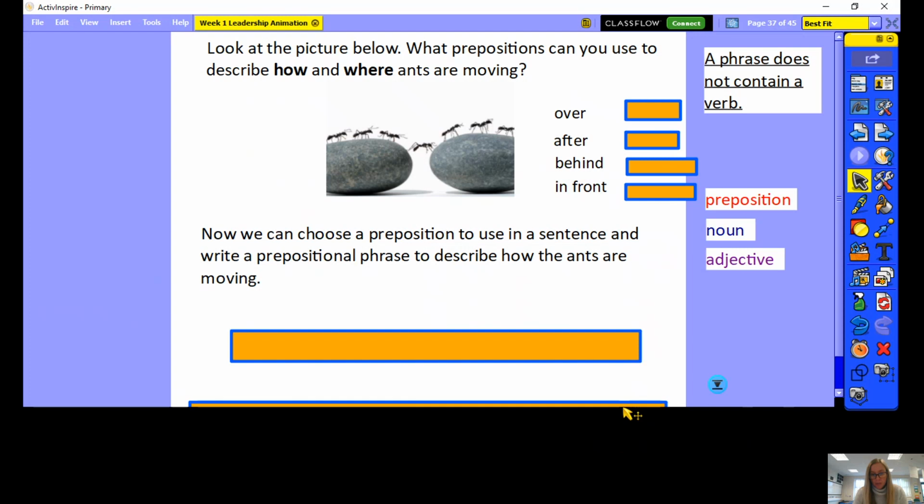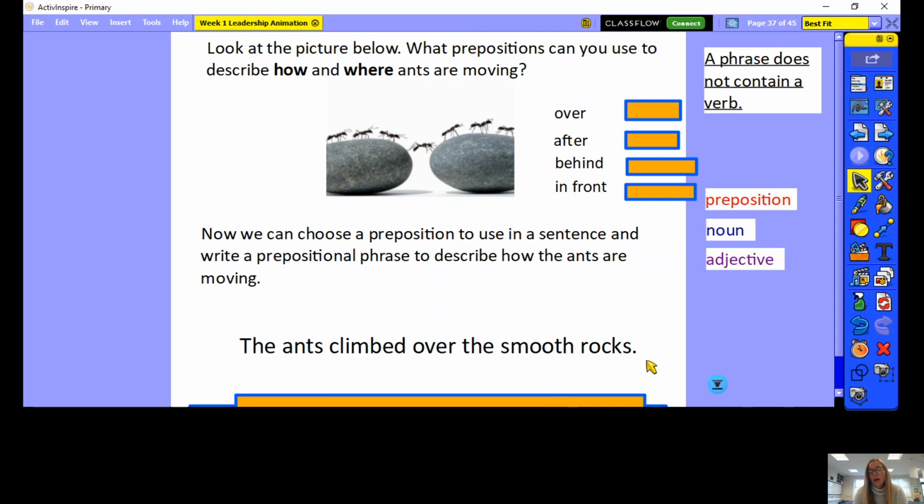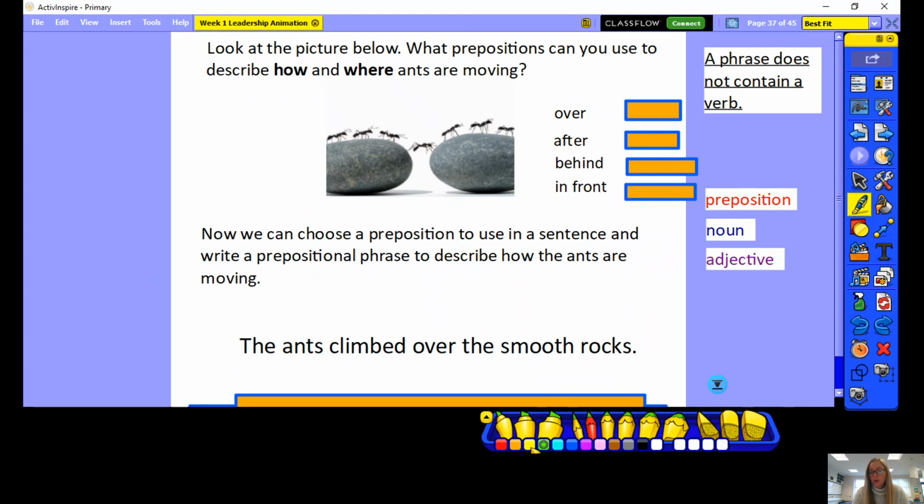Now we can choose one of our prepositions to use in a sentence and write a prepositional phrase to describe how the ants are moving. So my sentence is: the ants climbed over the smooth rocks. So I've chosen the preposition over in this sentence. Now, my prepositional phrase in this sentence is over the smooth rocks.